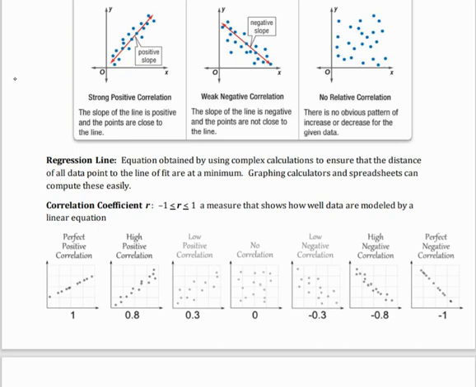At -0.3, we can see the data starts to trend down, but again, those dots are not compacted tightly together. They're still scattered a bit, so the correlation isn't very strong. Our next one of -0.8, those dots are very packed together, and we're getting very close to that -1 for a complete negative line, which we can see here. We have a slope of -1.